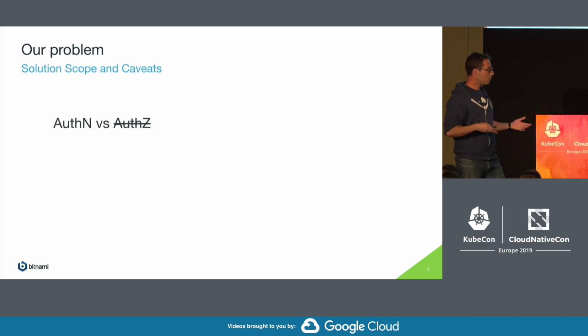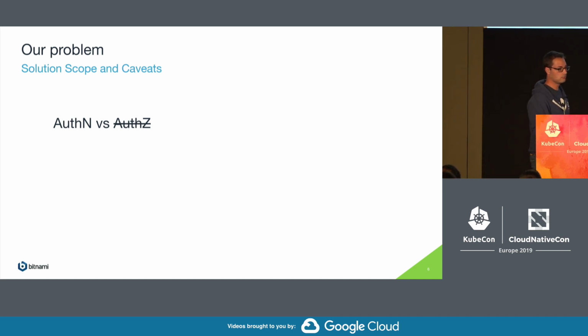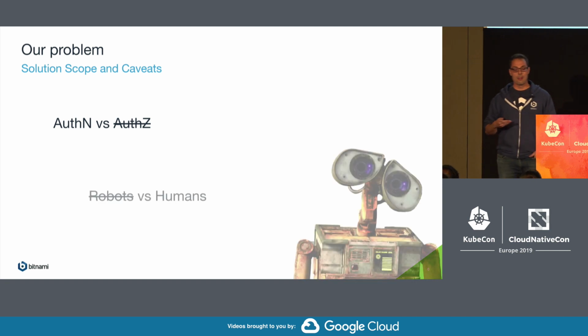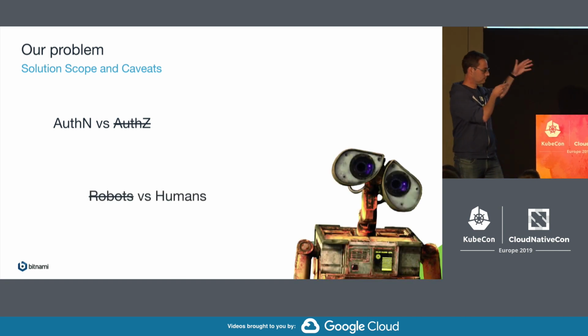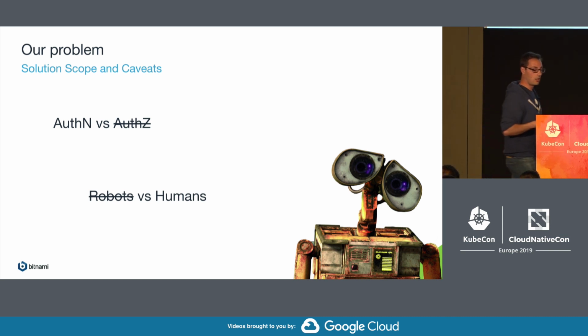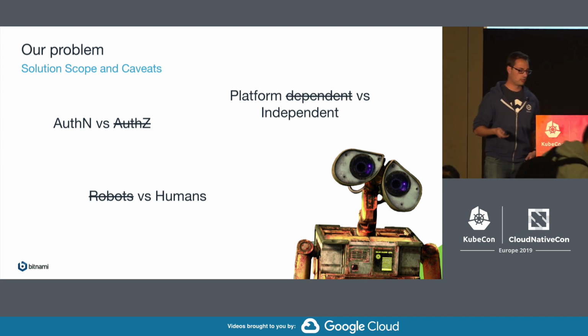So looking into the scope of the problem, we realized that actually our problem is more associated to authentication, and also that we only care about humans. In our case, we just care about users that sign up in KubeApps. And most importantly, we want a solution that works everywhere.